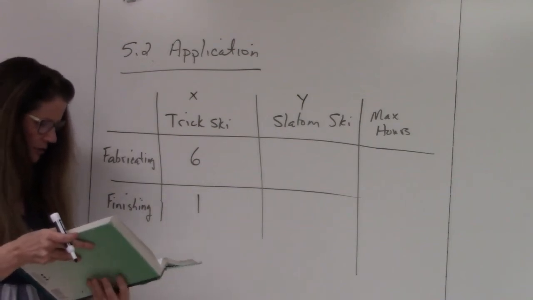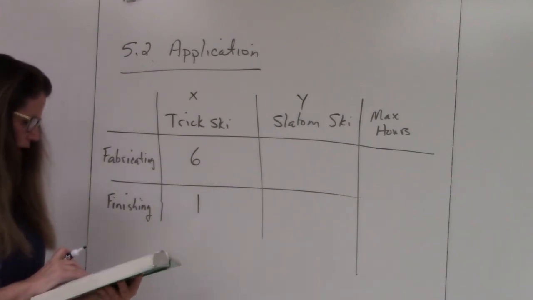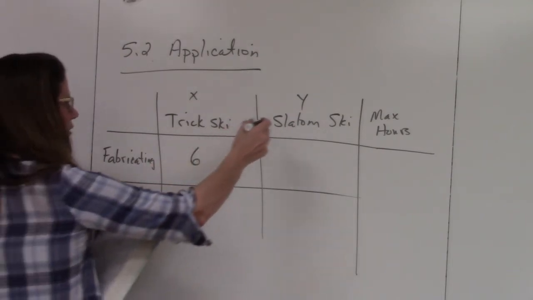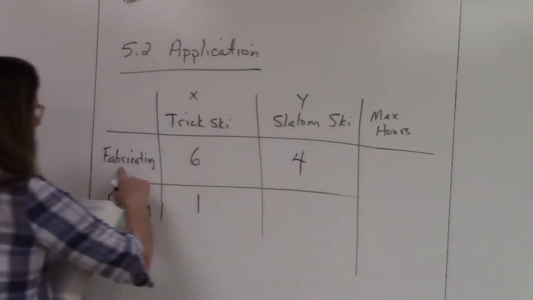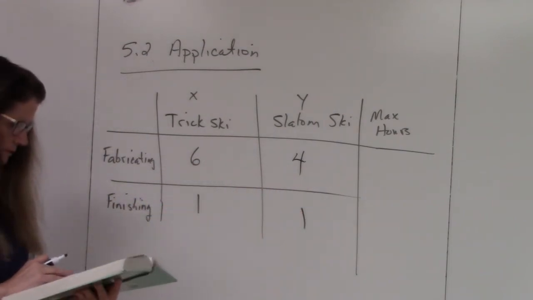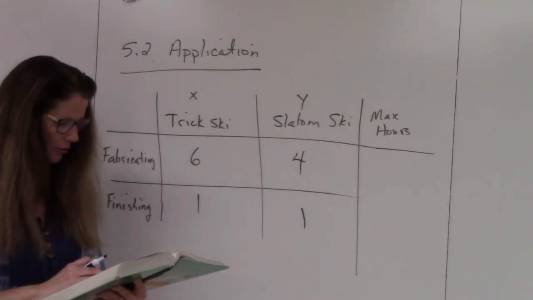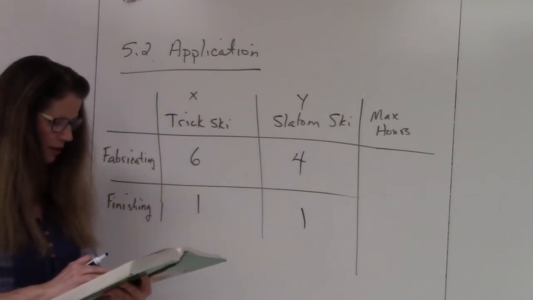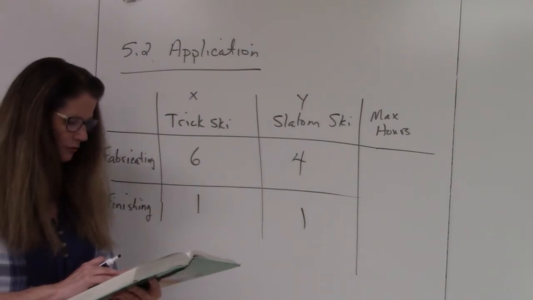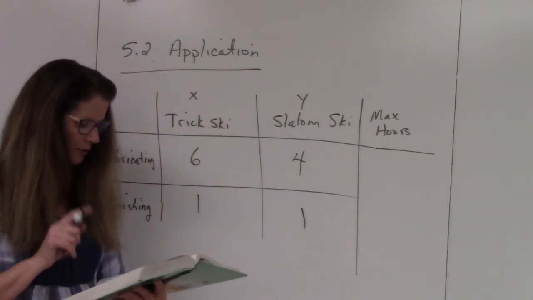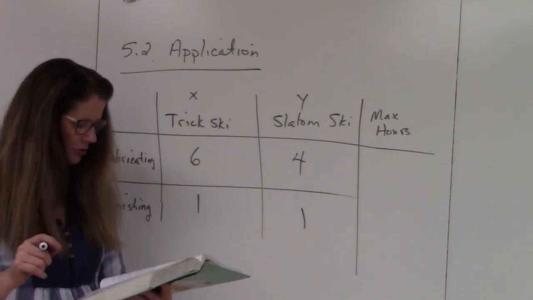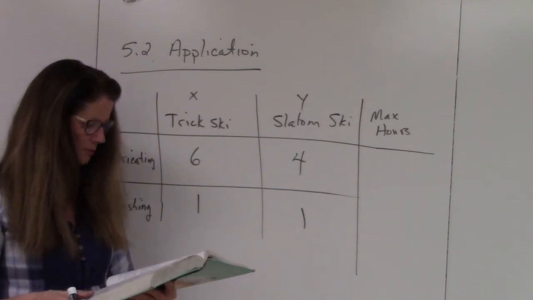Then it says the slalom ski requires 4 labor hours for fabricating and 1 for finishing. So the slalom is 4 for fabricating and 1 for finishing. The maximum labor hours available per day for fabricating and finishing are 108 and 24 respectively. Let me read that again. The maximum labor hours available per day for fabricating and finishing are 108 and 24 respectively.